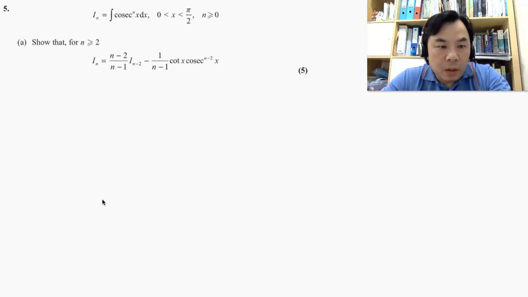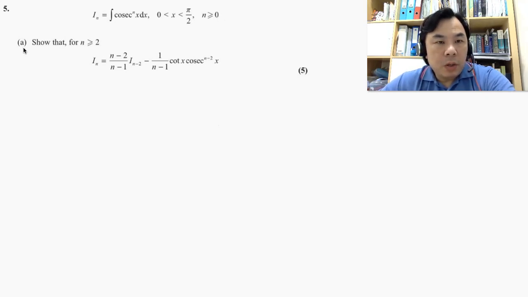Today I'm going to walk you through another example of creating a reduction formula using integration technique. You can look through the question on the screen. Here we are given an integration of cosecant to the power n, which they denote as I_n. The domain is restricted between 0 and pi over 2, knowing that n is greater than or equal to 0.